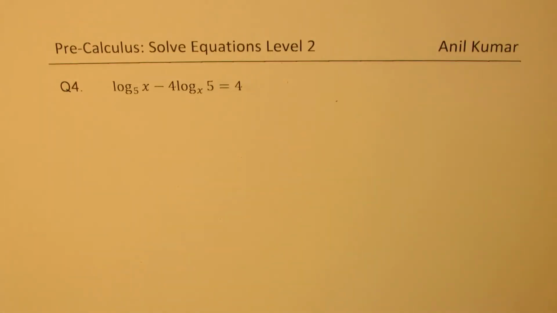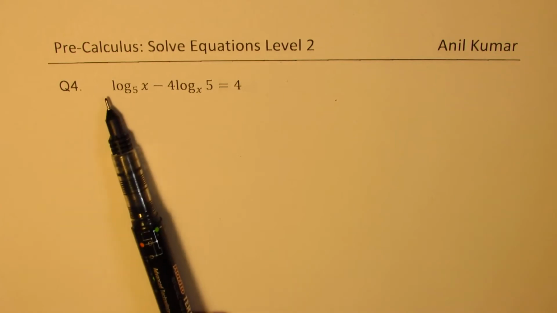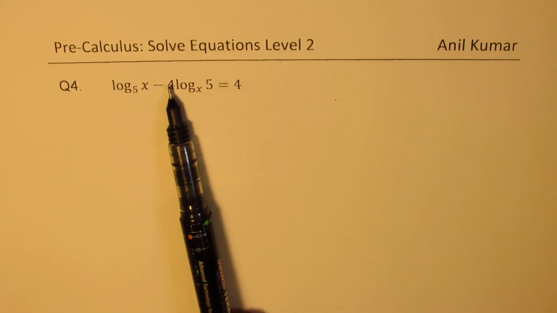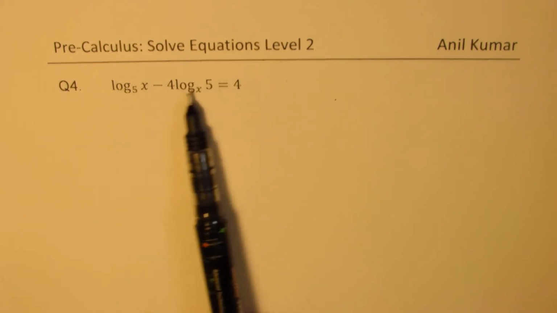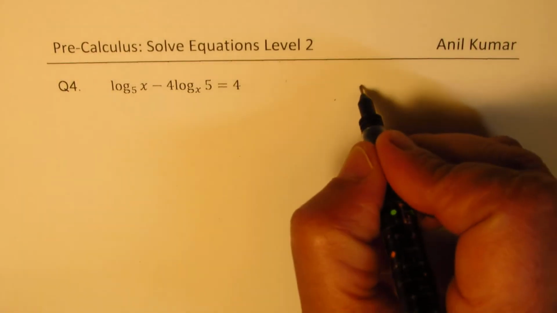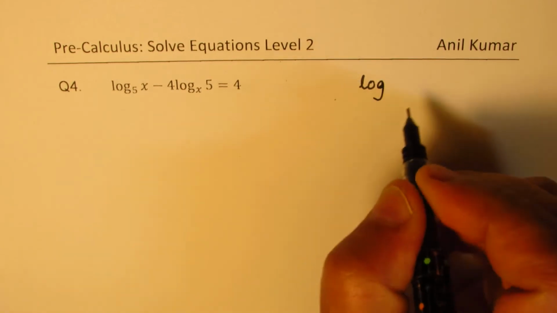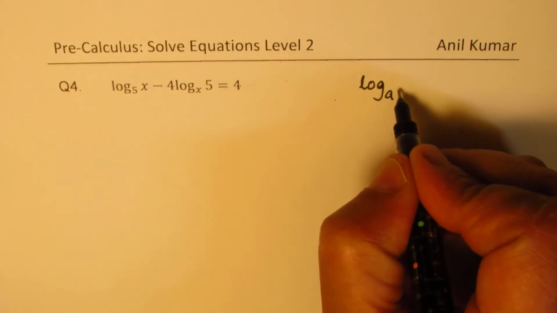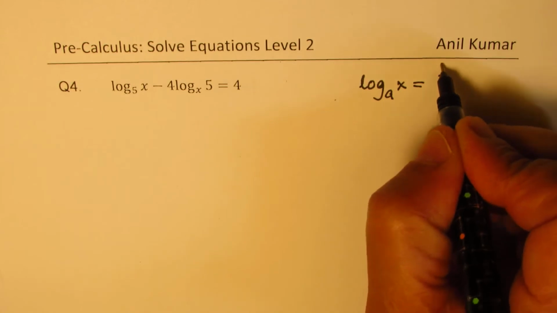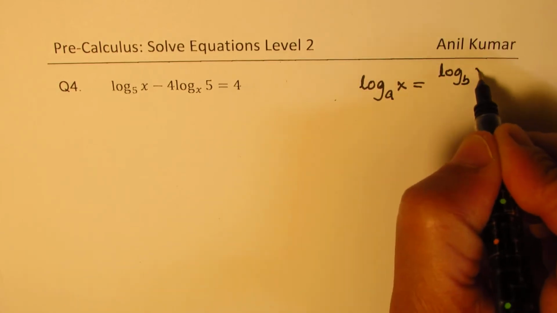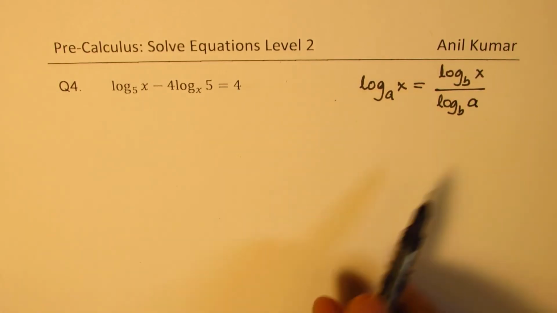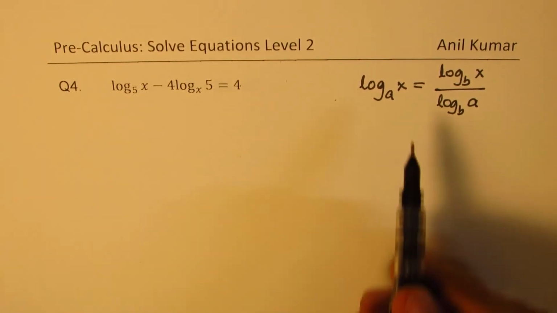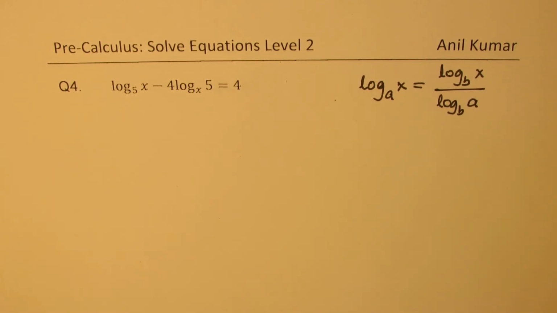Now let's take question number 4, which is a logarithmic equation. Now we have log to the base 5 of x minus 4 times log to the base x of 5 equals 4. Now how are they related? Well, let's do the change of base formula, right? If I have log to the base a of x, I could change the base to log to the base b of x over log to the base b of a, right? Correct? So that is how you can actually change the base.